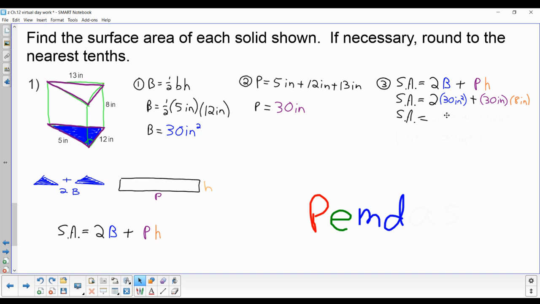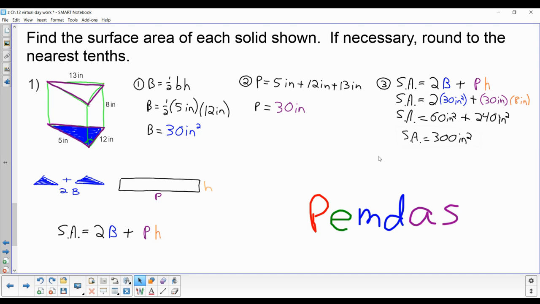2 times 30 inches squared is 60 inches squared. Copy the plus sign. And 3 times 8 is 24, which means 30 times 8 is 240. And inches times inches is inches squared. Lastly, I do any addition or subtraction, whichever comes first. And the surface area is equal to 60 plus 240 gives us 300 square inches.